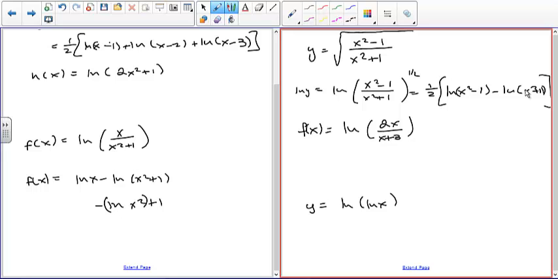Okay, yep, that's right. So the exponent comes out, and that's the exponent, and then you have a quotient, so you take the natural log of the numerator minus the natural log of the denominator.